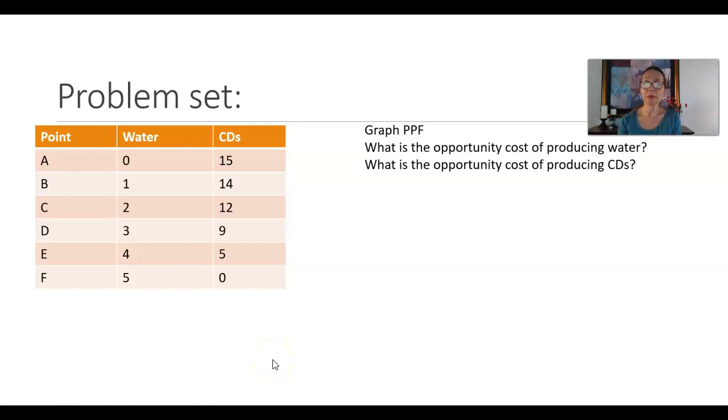So here's a little problem set for you to figure out. Here you have water and CDs. What is the opportunity cost of producing water? What is the opportunity cost of producing CDs?